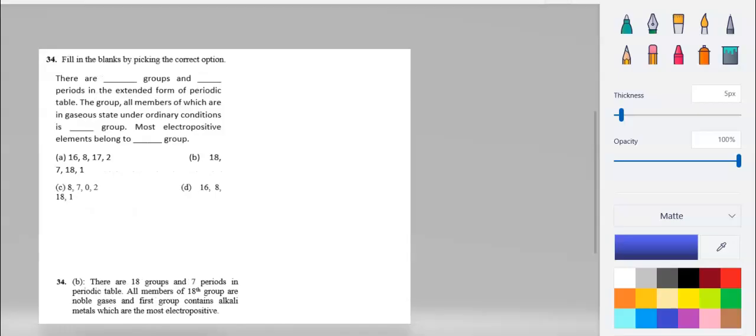So now we have to fill up the following things. How many groups and periods are there in the periodic table, the gaseous elements lie in which group, and electropositive elements lie in which group. So there are 18 groups and 7 periods in the periodic table. All members of group 18 are noble gases, and the first group contains alkali metals which are the most electropositive.